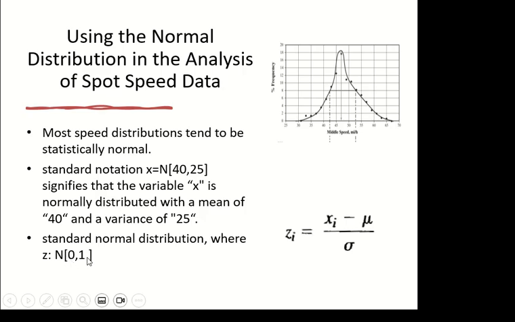Okay, and obviously speed data cannot have this. Speed data cannot have mean of 0. So you can convert your speed data or any data into standard normal using this equation, where x is the value in the data, mu is the mean of the data, and sigma is the standard deviation of the data. So this equation converts any x value into its standard normal equivalent.